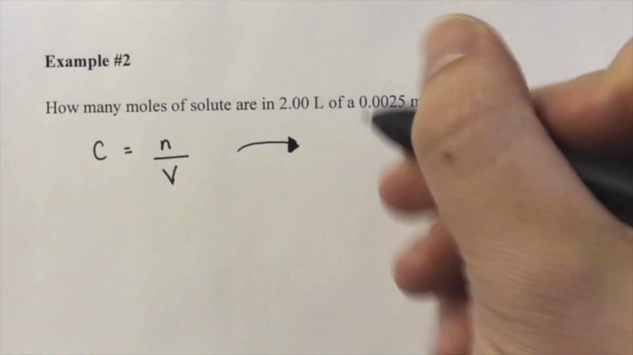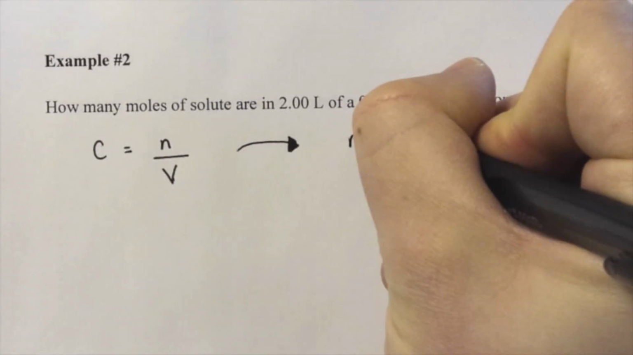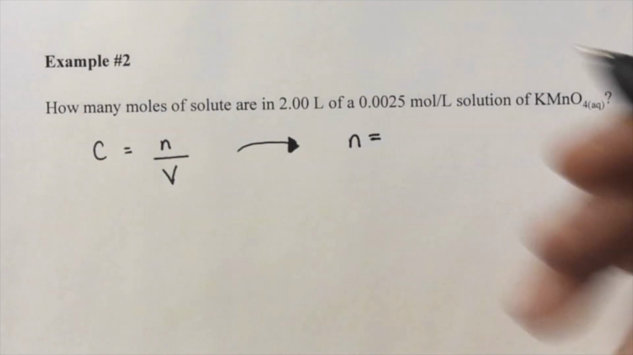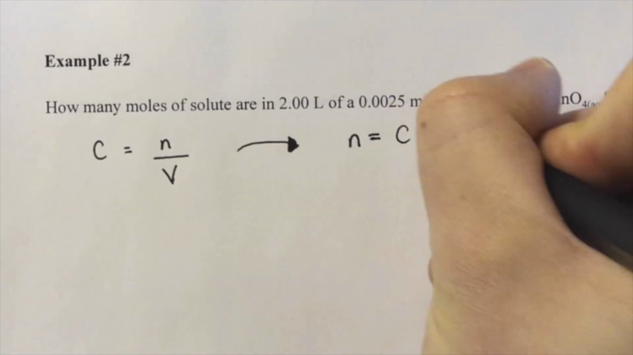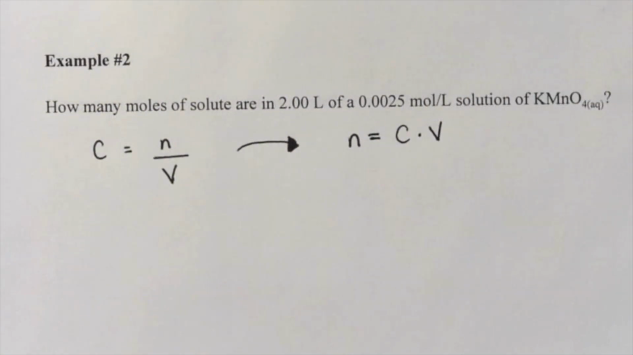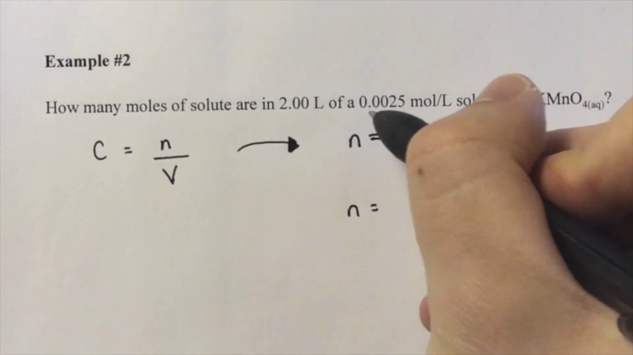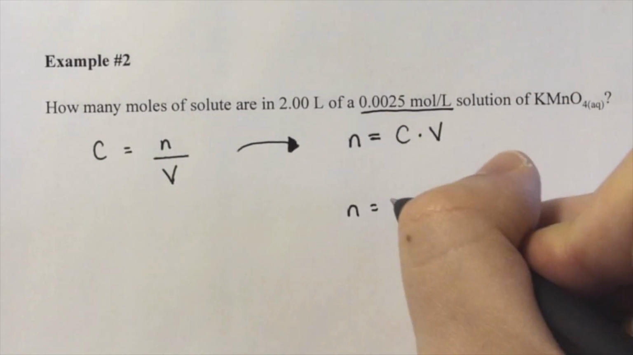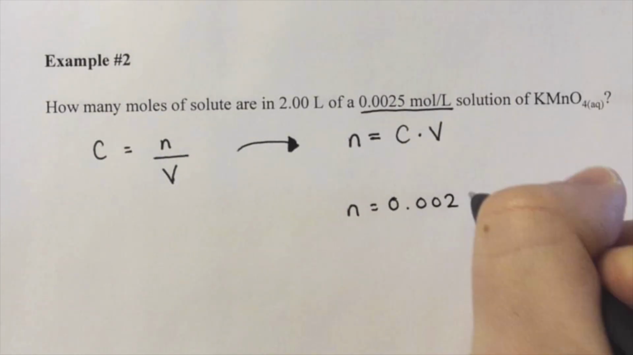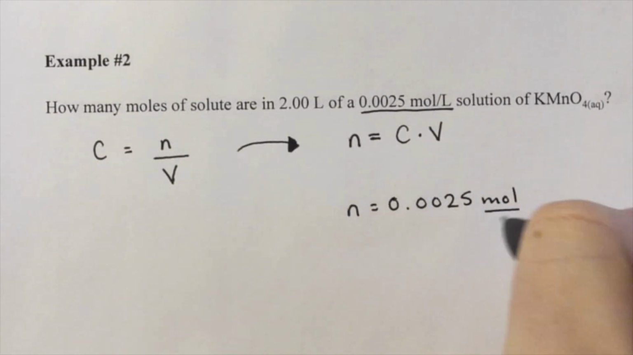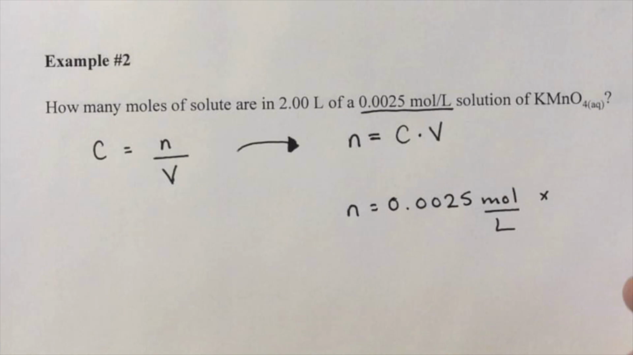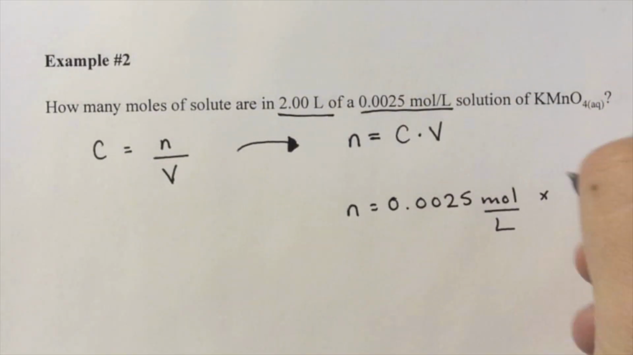It's pretty simple. Number of moles, I need to multiply both sides of the equation by volume, and I get concentration times volume. Number of moles equals concentration times volume. All right, so now I just need to plug in my numbers. The concentration here is a 0.0025 mole per liter solution, and the volume is 2 liters.